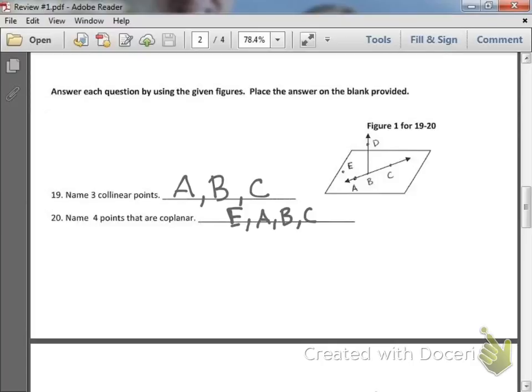Now, this one, sometimes I like to ask questions like, all of these points are coplanar except, and then I'll give you A, B, C, D, E. So you would have to pick out that D is the one that's not coplanar. So again, try to think of how these might be presented in a multiple choice style format. Any questions?